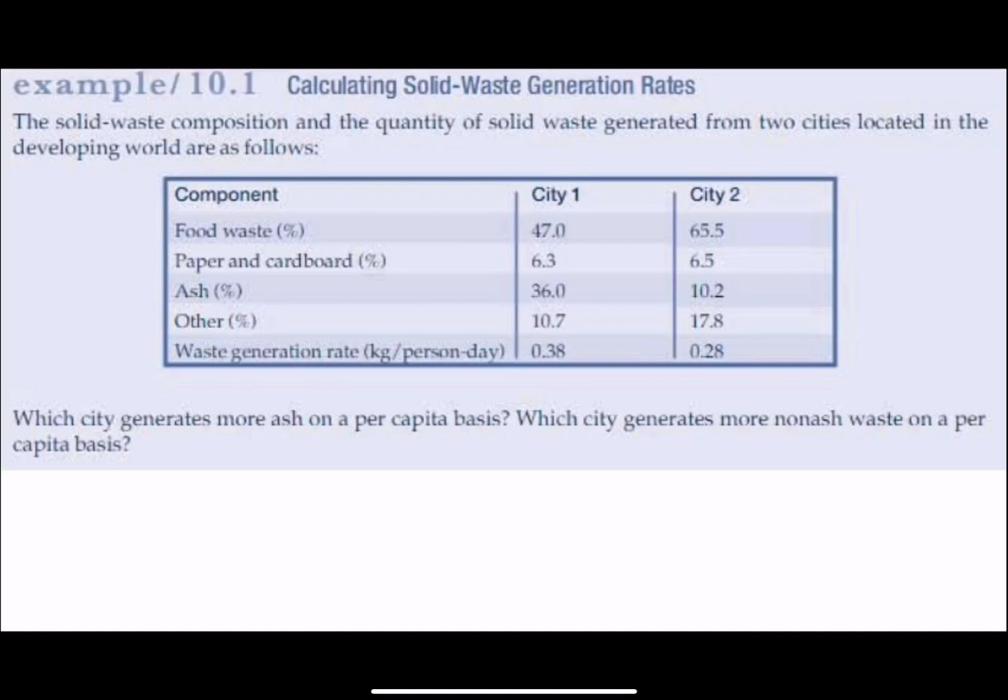Solid waste composition and the quantity of solid waste generation from 2 cities located in the developing world are as follows. City 1, 47%, 65.5 for City 2. Paper and cardboard, 6.3%, 6.5%. Ashes, 36, 10.2. Others, 10.7, 17.8. Waste generation, this time in kilograms, not in megagrams like the other one, 0.38 kilogram per person per day and 0.28 kilogram per person per day. Which city generates more ash on a per capita basis? Which city generates more non-ash waste on a per capita basis?